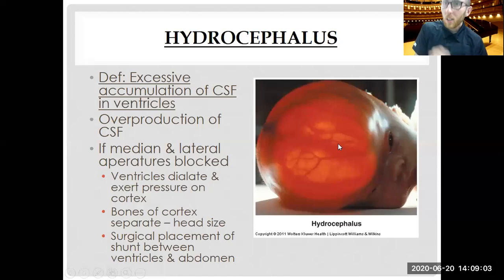One quick clinical issue that can occur with CSF and the excessive accumulation in the ventricles is hydrocephalus. And as you can see here, this is a very extreme situation, but it's where the median and lateral apertures are blocked. So as you can see, the brain is swelling with CSF. This is not a good situation to be in, but luckily there's a surgical placement, a shunt, that can make another hole so that the CSF can be drained.